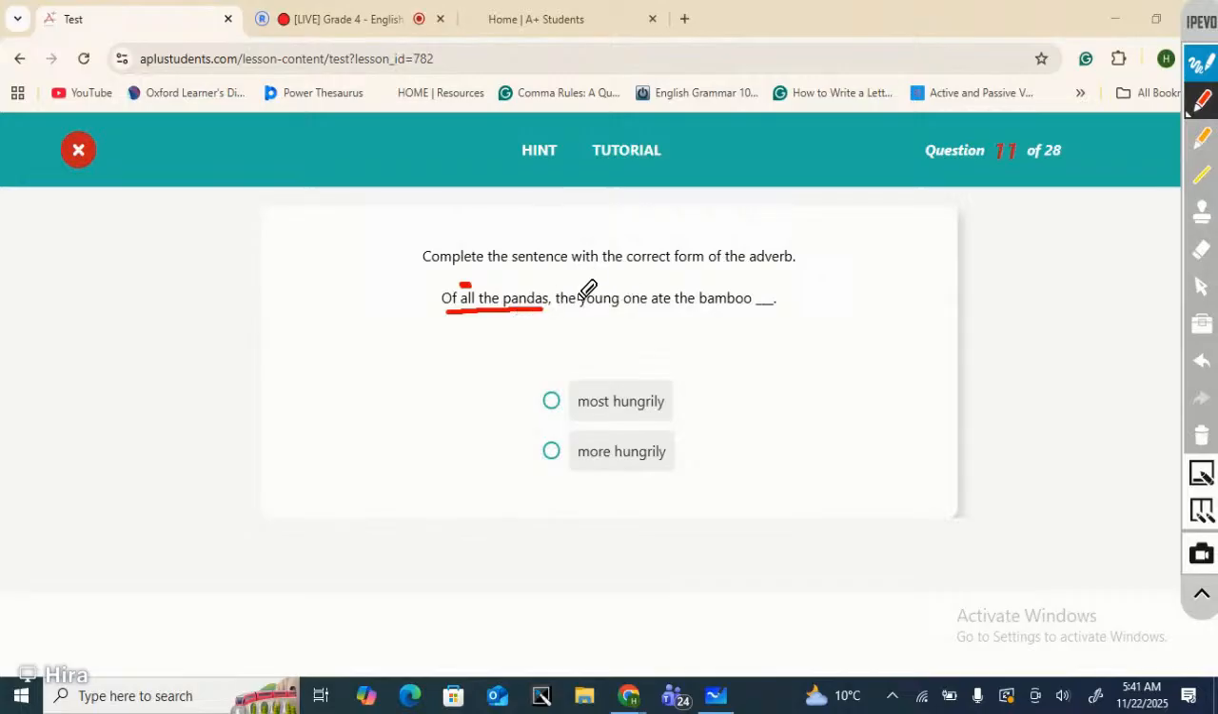Actions of young ones, actions of old ones, actions of middle-aged pandas. So more than two means you must use a superlative adverb to compare. So which one is superlative? Does it have most or more? It has most. So this one is correct. Of all the pandas, the young one ate the bamboo most hungrily.